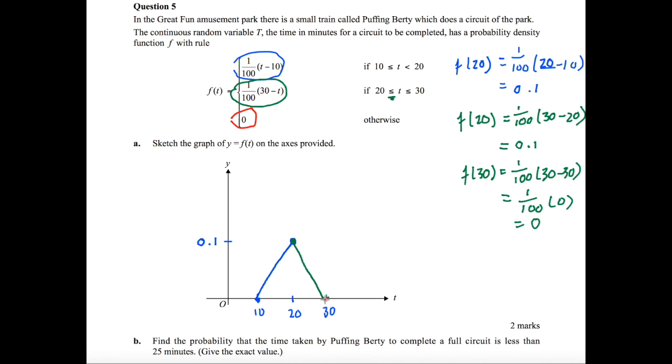Well, what does that mean? That just means that when we're not inside our domain, when we're not between 10 and 30, elsewhere or otherwise, our probability density function is 0. Make sure you put those arrows on the end.